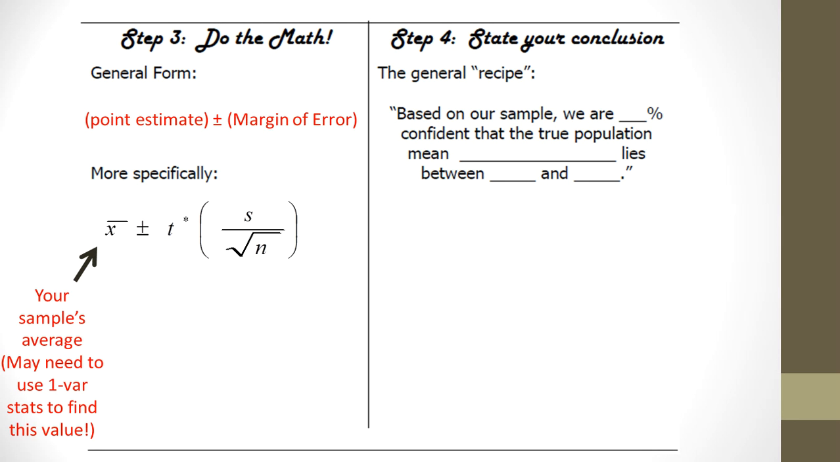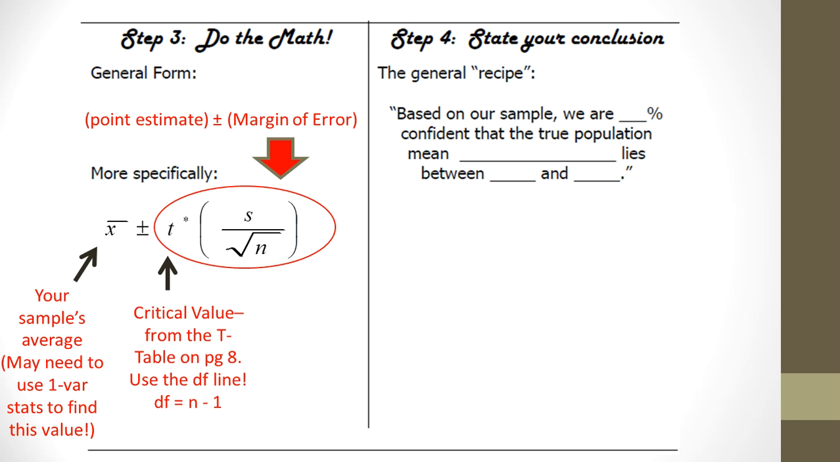X bar is your sample's average. You may need to use one var stats in order to find that value. T star times s over the square root of n represents the margin of error. So everything after that plus or minus is considered the margin of error. T star itself is called the critical value. That is from the t-table on page 8 of your notebook. With quantitative data, we will use the degrees of freedom line, and degrees of freedom is calculated as n minus 1.